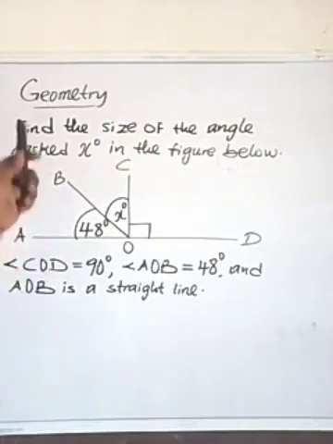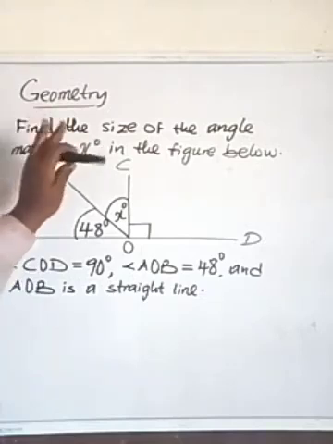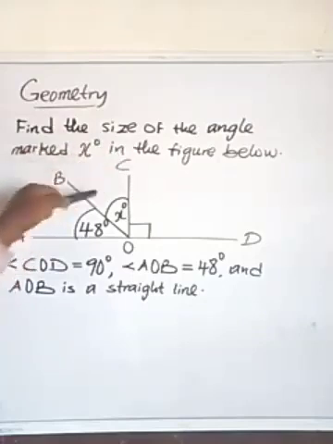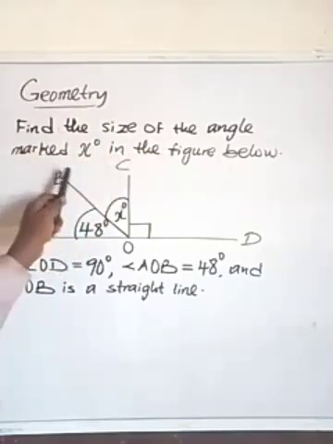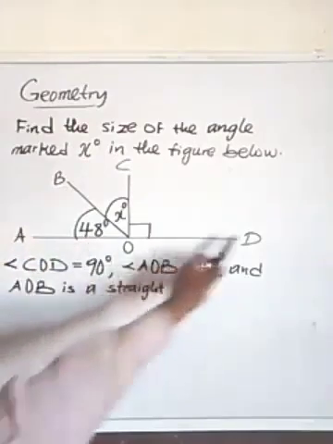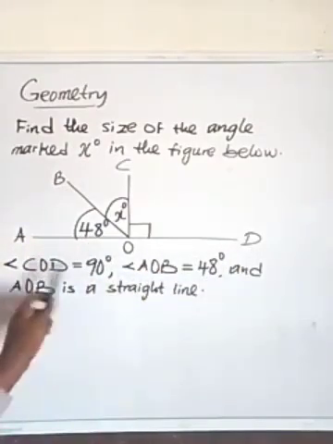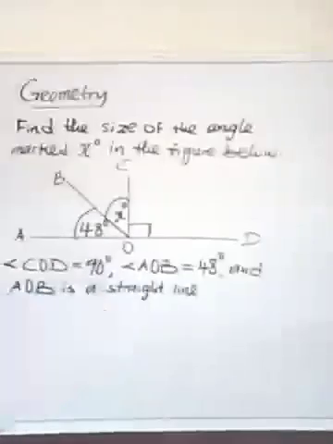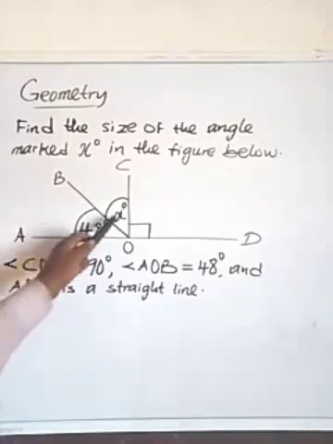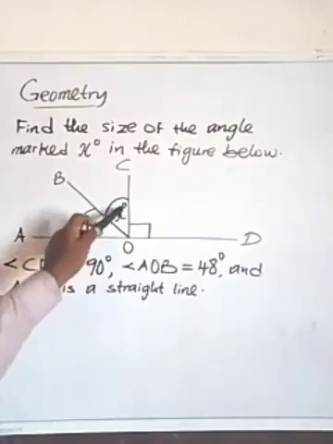Now we are on geometry, covering about 38 theorems/axioms. Now we want to solve this question. Find the size of the angle marked x degrees in the figure below. You are given AOD as a straight line. Angle COD is given as 90 degrees, and the angle AOB is given as 48 degrees. Find the size of the angle marked x degrees.